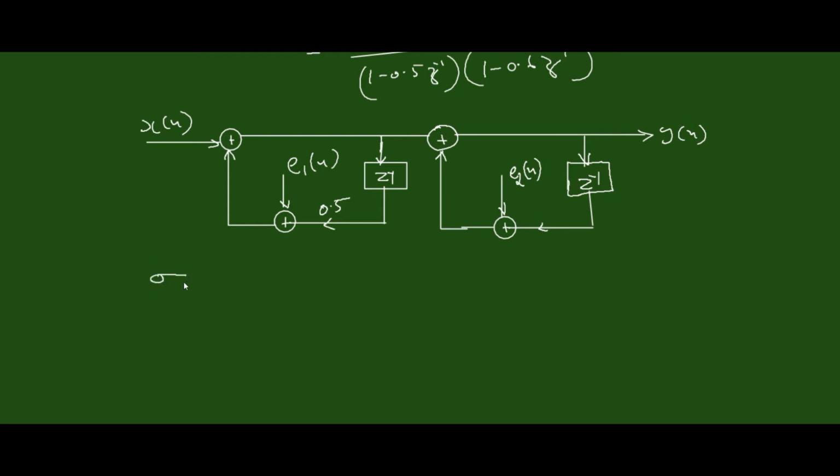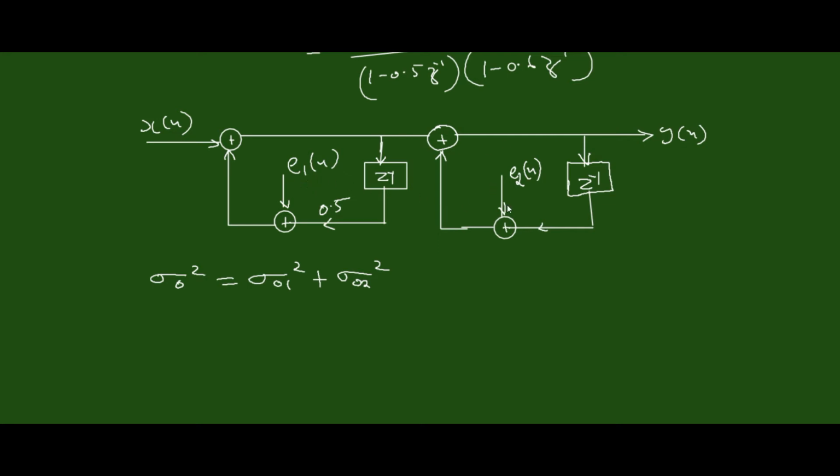The overall noise, output noise, is given by sigma naught 1 square plus sigma naught 2 square. That is the noise power due to E1 of n, and sigma naught 2 is noise power due to E2 of n. So you have to independently compute the noise power and add the two. Here we can see the entire system, that is h1 of z into h2 of z, is seen by the error E1 of n, whereas E2 means only this h2 of z. That is, the error seen by E2 of n is only the system function h2 of z.